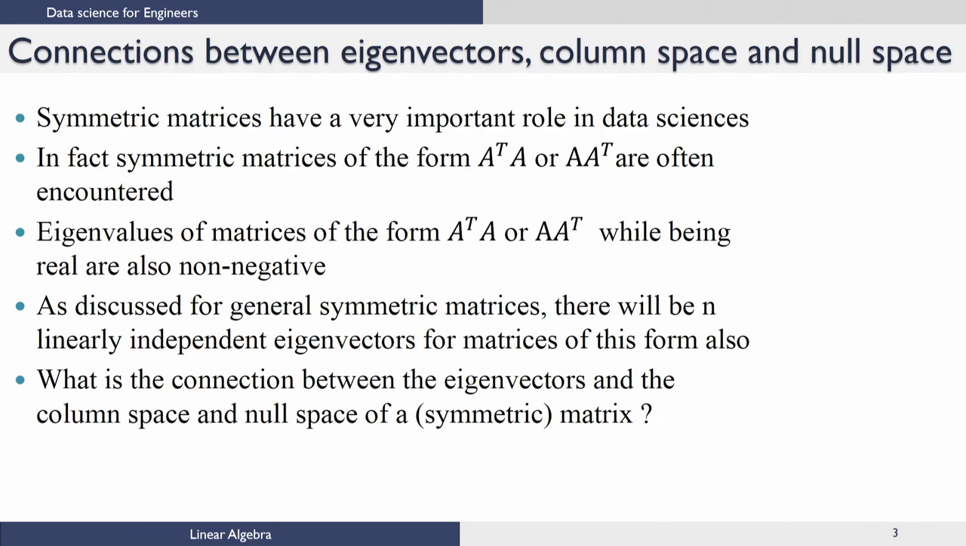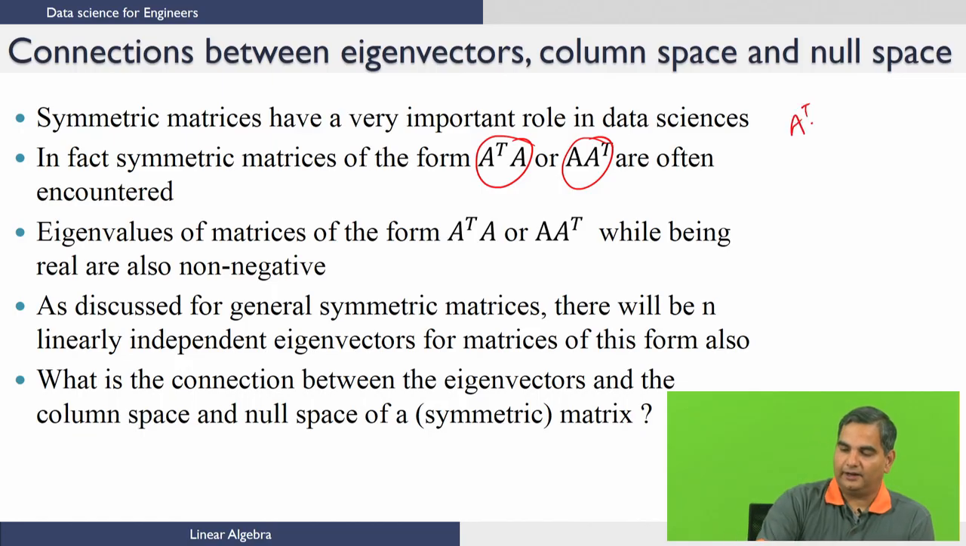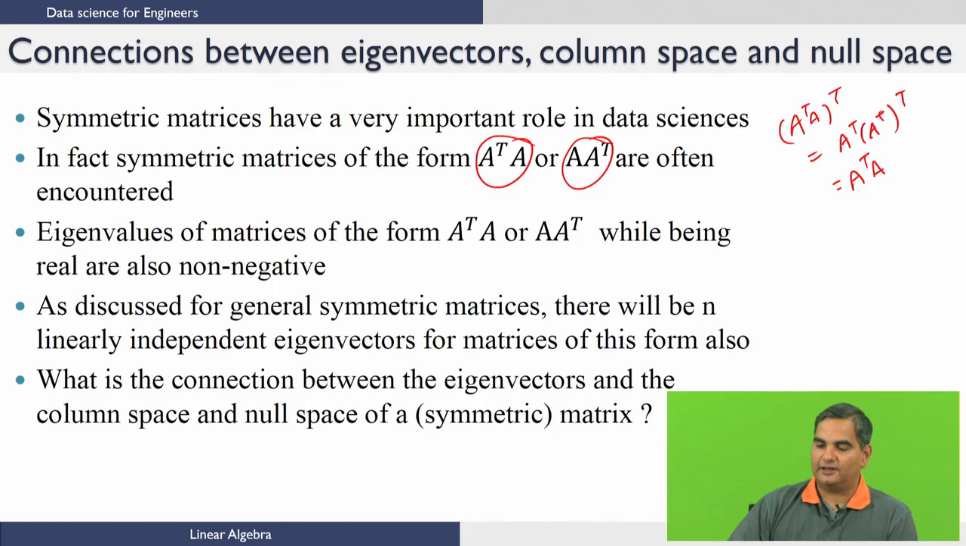And as I mentioned in the last slide, symmetric matrices have a very important role in data science. In fact, symmetric matrices of the type A transpose A or A A transpose are often encountered in data science computations. And notice that both of these matrices are symmetric. For example, if I take the transpose of A transpose A, this will be A transpose, transpose, which will be A transpose A. So, the transpose of the matrix is the same. You can verify that A A transpose is also symmetric through the same idea.